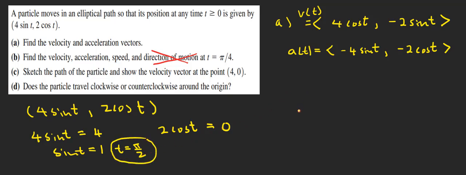So in order to find the velocity vector at 4, 0, it's going to be the velocity when t equals pi over 2. Plug in pi over 2 over here. Cosine of pi over 2 is 0, so you're going to get 0, comma, sine of pi over 2 is 1, so 1 times negative 2 is negative 2. So at 4, 0, the velocity vector will be 0, negative 2.